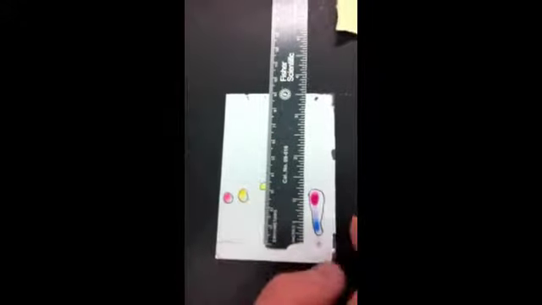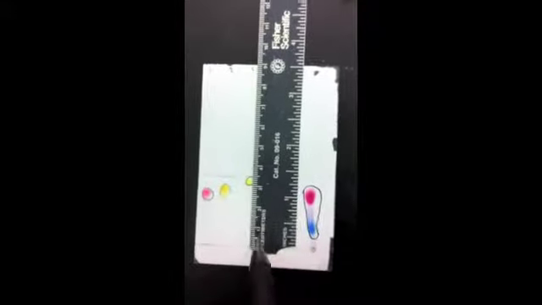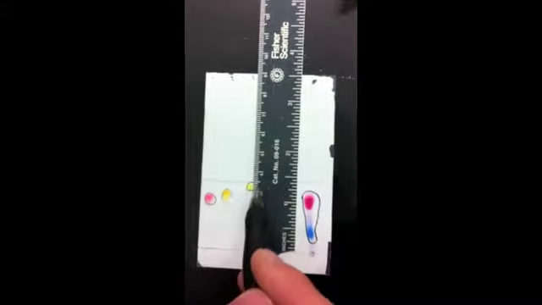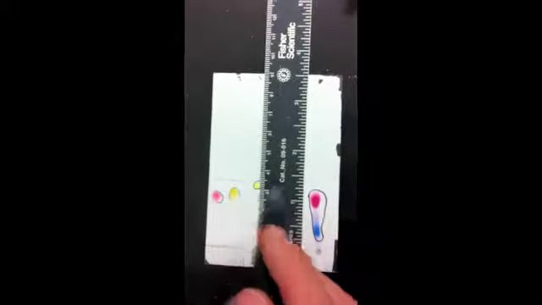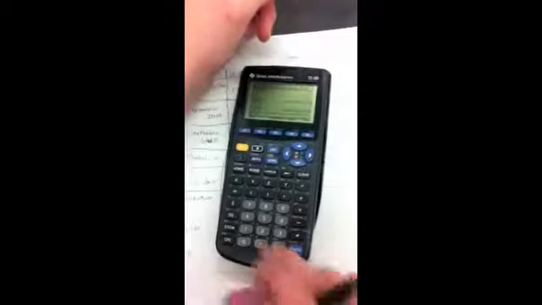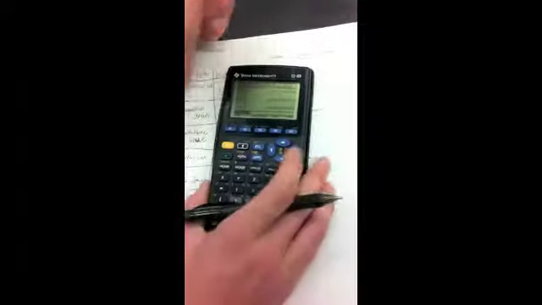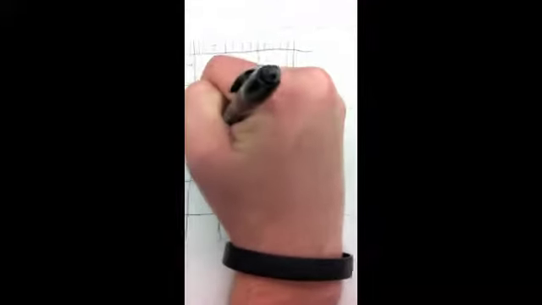Alright, now we're going to measure our RF value, where we take the distance the solvent traveled and the distance the dye traveled, and divide the distance the dye traveled by the distance the solvent traveled. Okay, so now I'm going to measure at the middle of the bubble, which looks to be about 3.3 centimeters. I'm going to divide that by the distance my solvent traveled, which is 4.5 centimeters. And I get 0.733, rounding to the third decimal place.